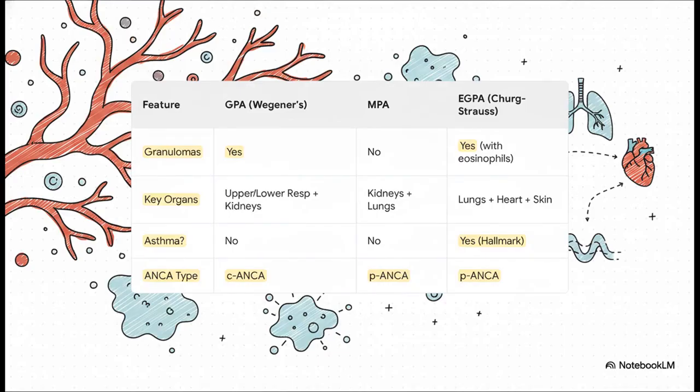Think of this table as your ultimate cheat sheet for telling these three apart. So let's break it down. On the left, we've got GPA. It loves to attack the respiratory tract, both upper and lower, and the kidneys. And it forms these little clumps of inflammatory cells called granulomas.